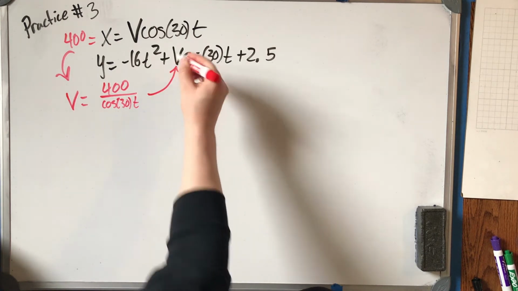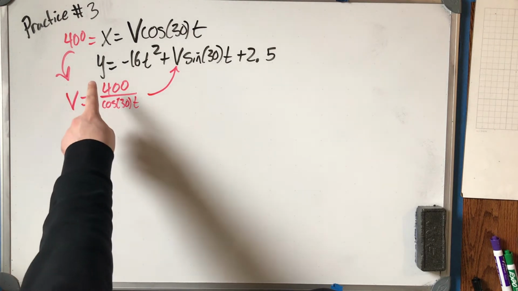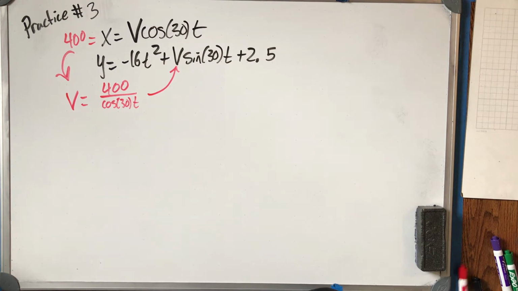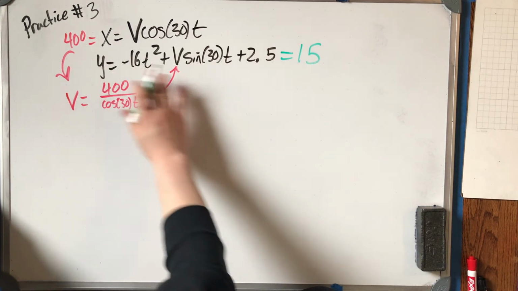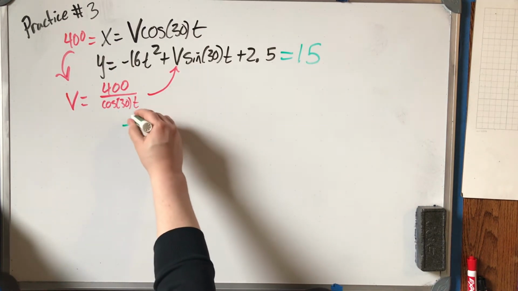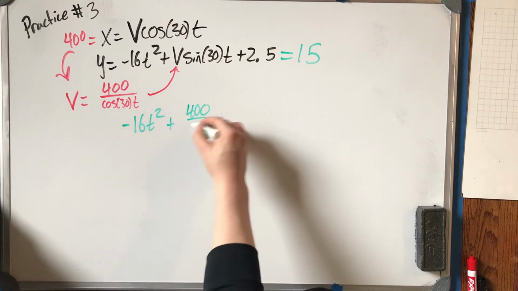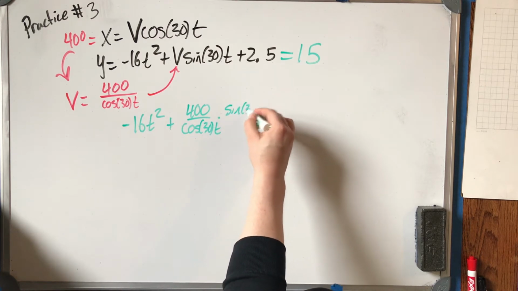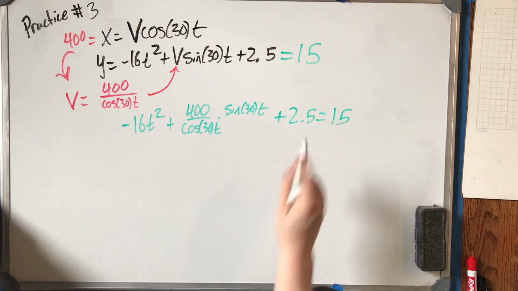And what I can do is substitute that in to the y equation, because the y equation has 3 unknowns right now, y, t, and v. By substituting this in, we now will only have y's and t's, and we happen to know that we need to clear the fence, which is 15 feet tall. So we actually have just t values in here. So if I rewrite this, negative 16t squared plus this 400 divided by cosine 30t times sine 30t plus 2.5 has to equal 15.